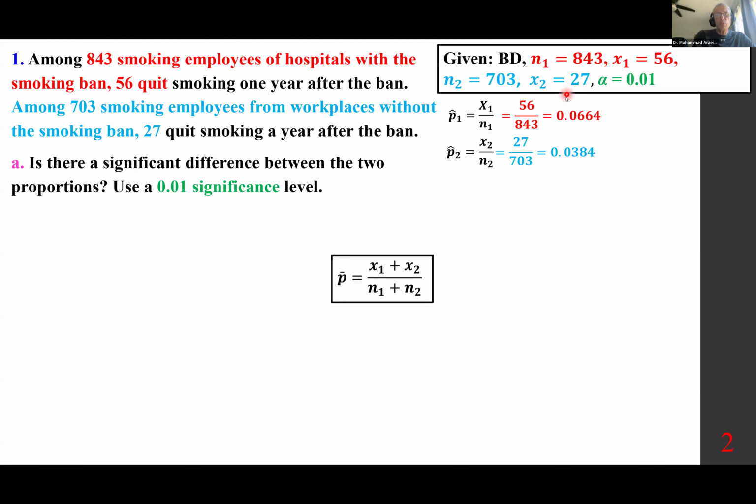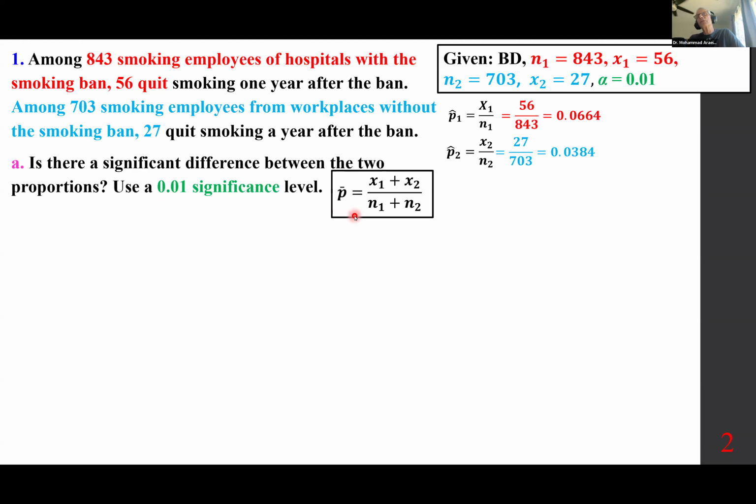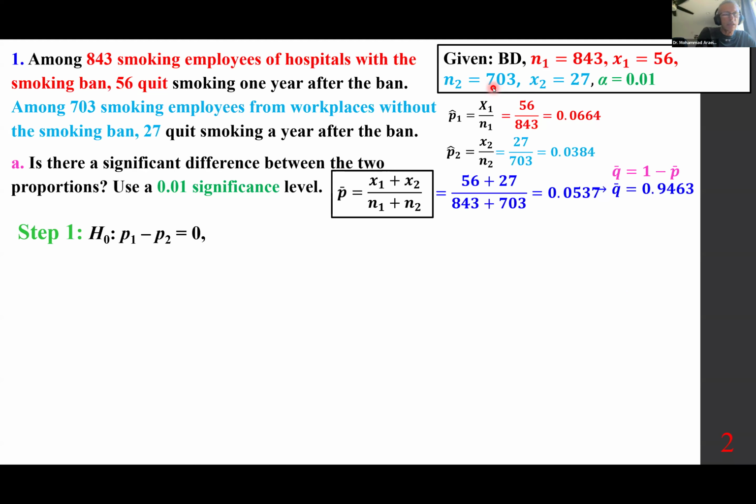Also, P bar, the pooled proportion, is X sub 1 plus X sub 2 over N sub 1 plus N sub 2. That means add 56 and 27, put it in the numerator, 843 and 703 in the denominator. And if you have P bar, you also need Q bar, which is 1 minus P bar, just like Q is 1 minus P and so forth. The reason we need that is for the test statistic.